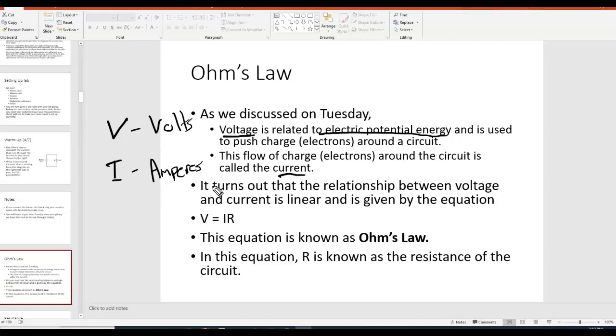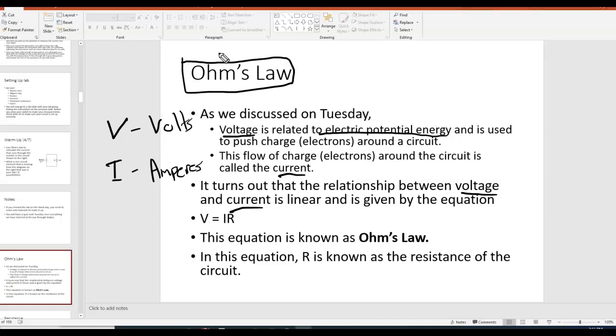Now, it turns out that there is a relationship between voltage and current, and I'm just going to keep it very basic in this video. Essentially, there is a proportional relationship where if you have more voltage, imagine a bigger battery or more volts in your battery, then that allows more current to be pushed along the circuit. And the relationship between voltage and current has a name, and that is called Ohm's law.